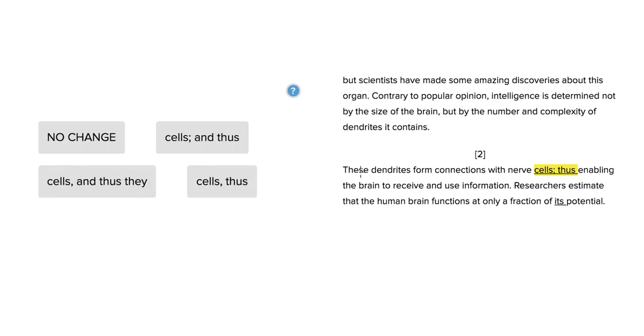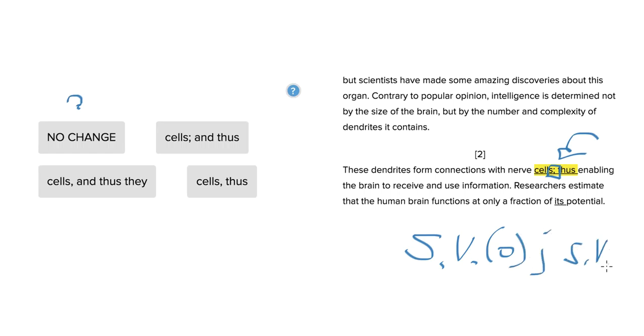The present question is asking for the best wording of this portion, "cells, thus." The problem with answer choice A, if you're thinking that this was correct, is actually the punctuation mark here. We can't have a semicolon unless we're going to have two independent clauses on both sides of it. That means that we're going to have a subject and a verb, potentially an object, on one side, and then again a subject, a verb, potentially an object on the other side.